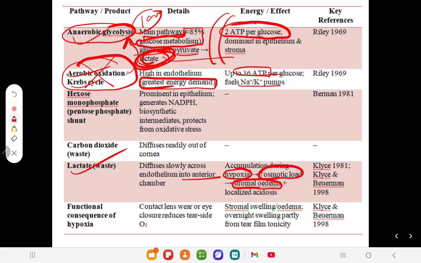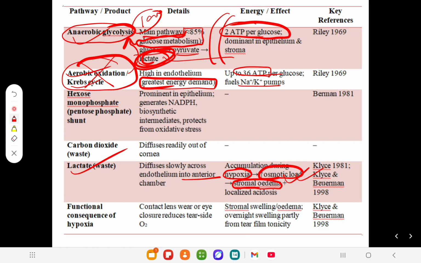It does increase the osmotic load of the cornea. And what do you mean by increasing osmotic load? It means it draws water from the aqueous humor towards the stroma, because accumulation of lactic acid is basically highest in the posterior stroma, and then water draws from the aqueous humor towards the posterior stroma. So that's why you see corneal edema, especially in the posterior side of the cornea.